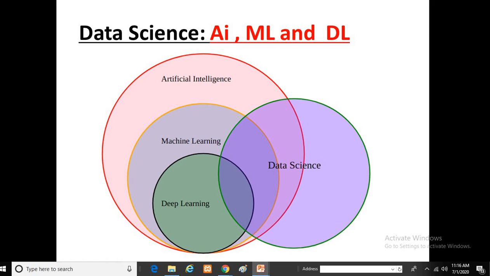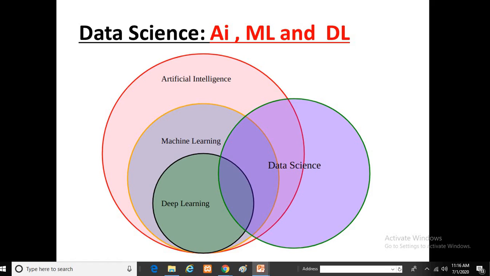You can see from the Venn diagram, AI is the big umbrella which covers machine learning and deep learning. AI is the main part, and under AI, machine learning and deep learning come. You can say AI is a superset of machine learning and deep learning. That means everything under machine learning or deep learning is part of AI. So first I will tell you about AI. Then I will tell you what exactly machine learning is and what deep learning is.